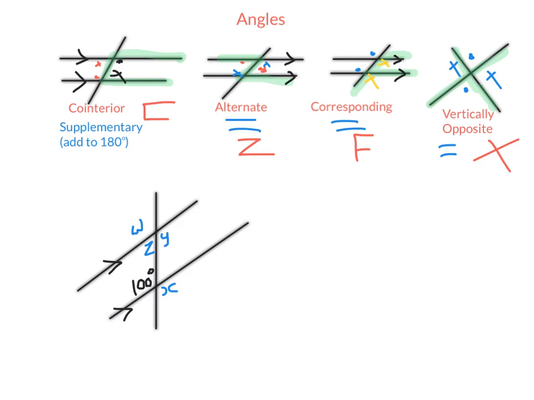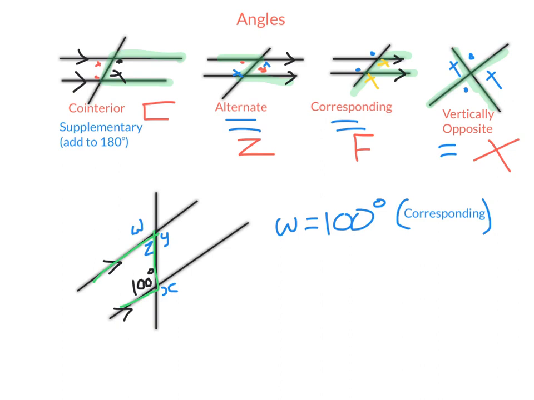Starting with W in this diagram, W would be equal to 100 degrees. The reason is we have parallel lines, and W is corresponding to that 100-degree angle. You can see that it makes an F shape here. So W is 100 degrees, and we need to write a reason in brackets, and that is corresponding.